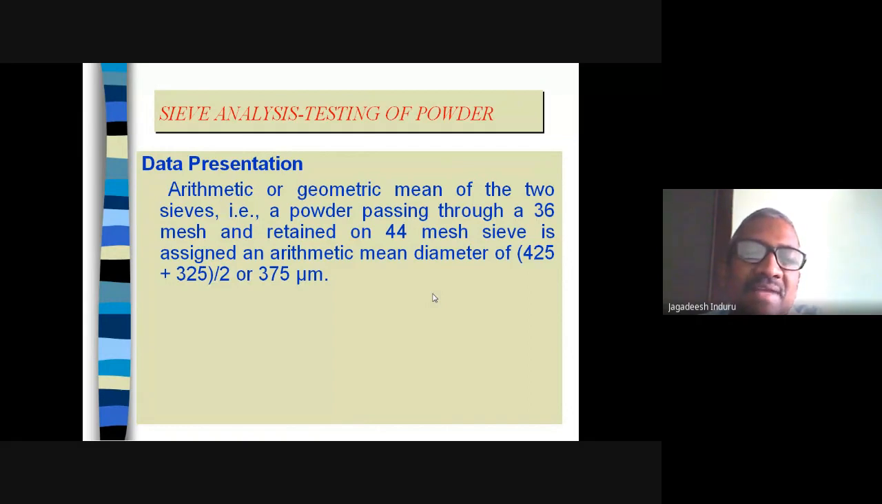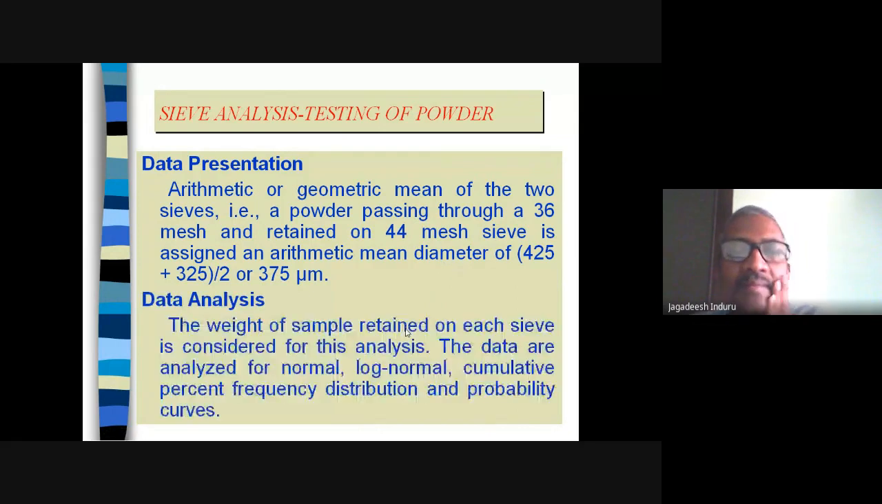We need to take the average of the aperture size of both the sieve numbers to assign the average particle size of the mass which is present in between those sieves. Again, we need to use data analysis by plotting weight versus size versus percentage weight retained, and we will get four different graphs: the normal graph, the cumulative percent undersize curve, the oversize curve, and the probability curve. These are all the distribution curves which we are going to see. Depending upon the shape, we are going to determine what type of distribution it is.